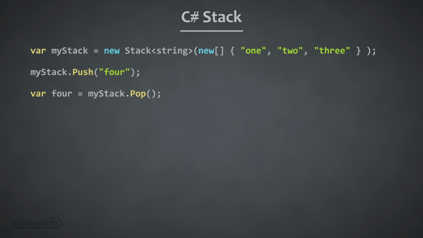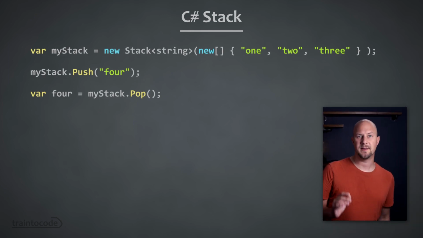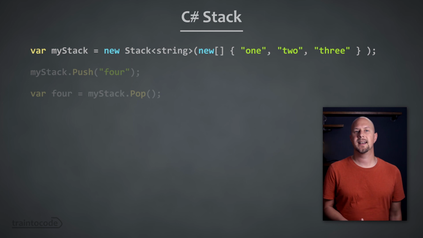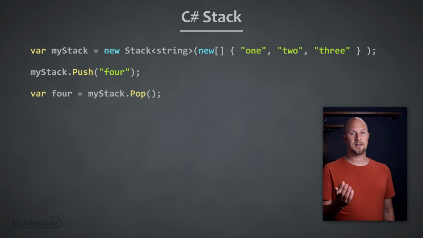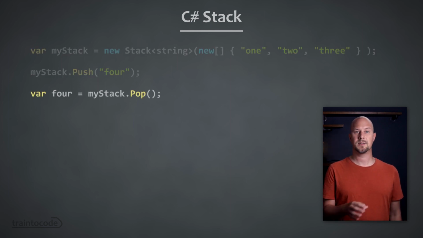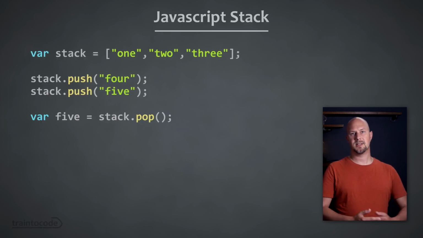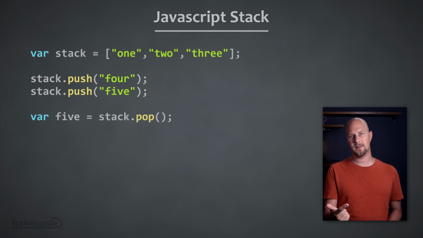Here's a stack implemented in C#. As you can see, there is a special stack class. Here I've declared it as a stack of strings. And then we use these two methods to add an item onto the top of the stack and to remove the item again, also from the top of the stack. In JavaScript, just like with the queue, we just use an array and we call push and pop on this array in JavaScript to replicate the functionality of a stack.